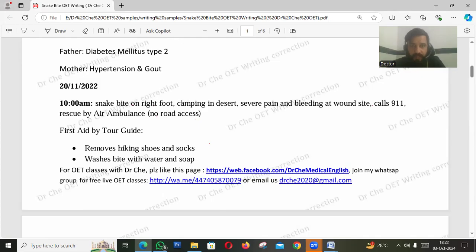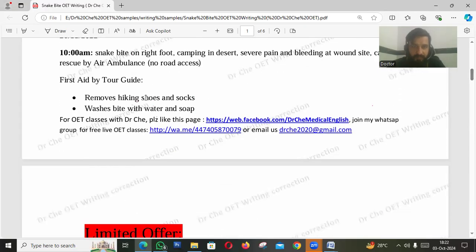Okay. The patient was camping in the desert, and there was severe pain and bleeding at the wound site, and she called 911, the emergency number, and she was rescued by air ambulance as there was no road access. Then first aid was given by a tour guide. What did this first aid include? They removed her hiking shoes and socks, and they washed the wound, the bite site, with water and soap.